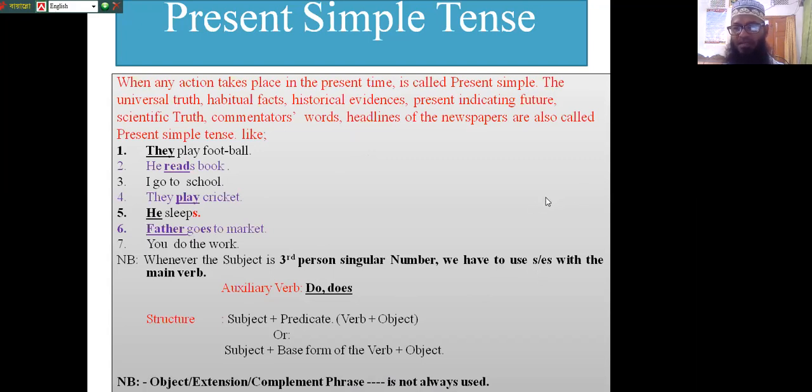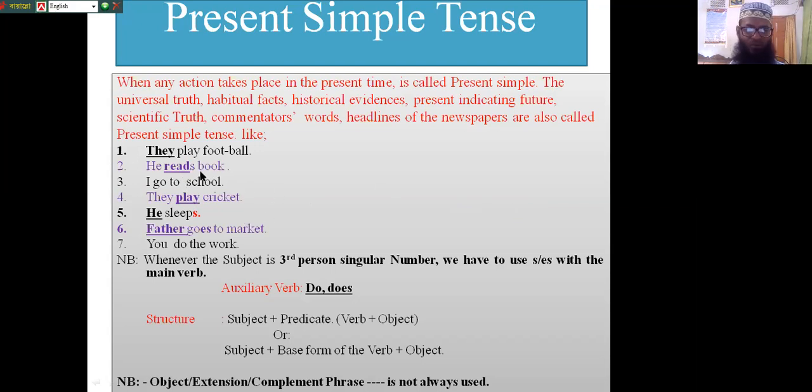Subject, how many kinds of subject? Three kinds of subject. How many kinds of person? Three kinds of person: first person, second person, and third person. I, we are first person; you, your are second person; he, she, they are third person. Whenever he, she, or any noun, that is third person.